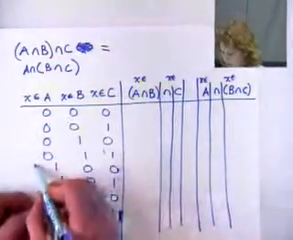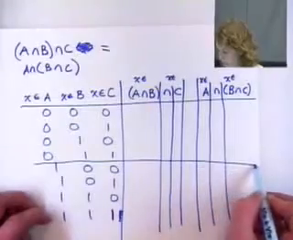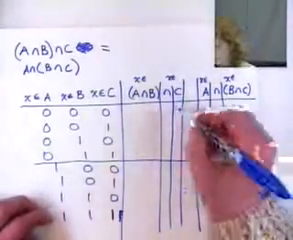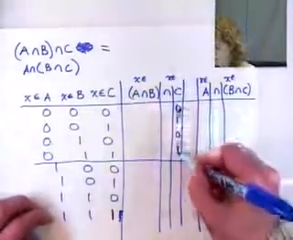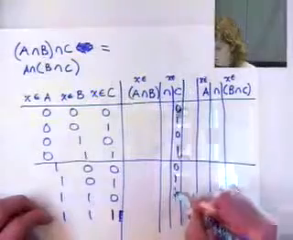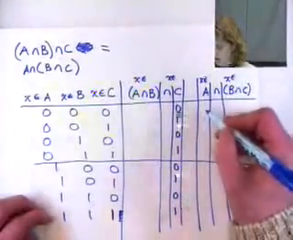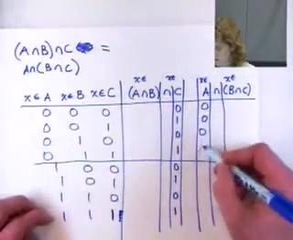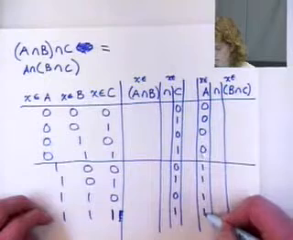All right, let's put a line in here so we can keep everything lined up. I'll just go ahead and copy C over again. That's 0, 1, 0, 1, 0, 1, 0, 1. And A over again is all zeros in the top and all ones in the bottom.